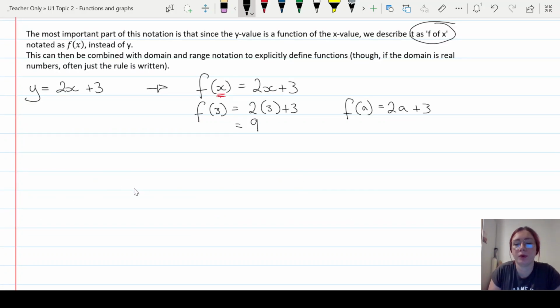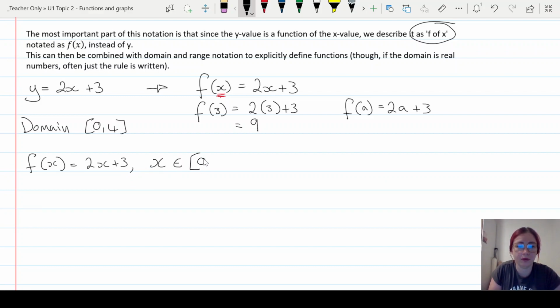If we wanted to incorporate some notation, so if we wanted to say that this had a domain of, let's say, 0 to 4, then we would just write it as f of x equals 2x plus 3, put a comma, and then we would say x is an element of 0 to 4.